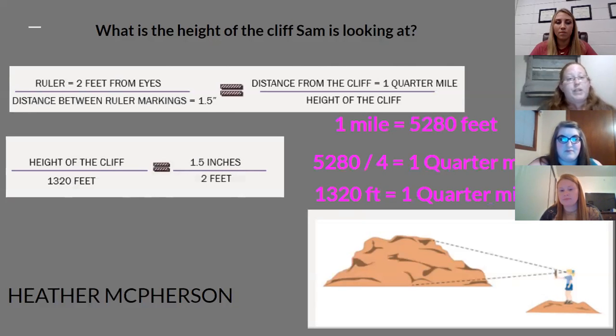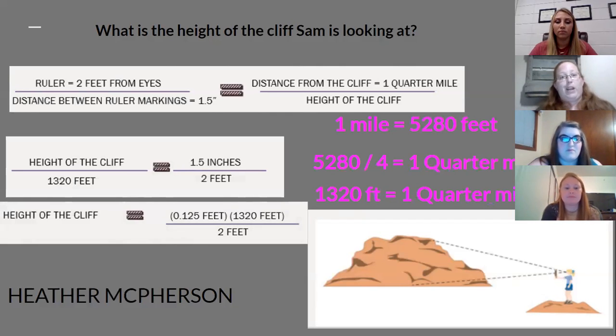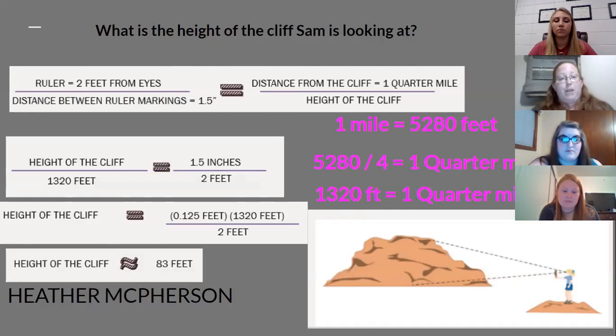Now I'm going to transpose that equation so that the height of the cliff is on the left, divided by 1,320 feet, equals 1.5 inches divided by 2 feet. You're going to make all of those into feet instead of feet and inches, because you have to do the same for each one. So the height of the cliff equals 0.125 feet times 1,320 feet divided by 2 feet. The cliff that Sam is looking at is approximately 83 feet.